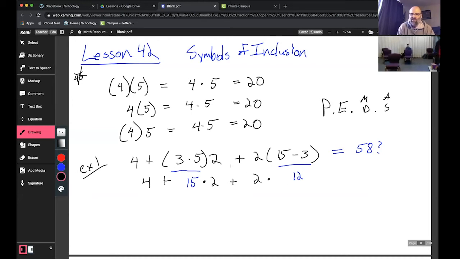Okay, so now what do you do next? You do multiplication next, right? So then you get 15 times 2 is 30, and 2 times 12 is 24. So then what we didn't do yet was this 4 plus, and then this addition sign. So if you add those across, you get 58.